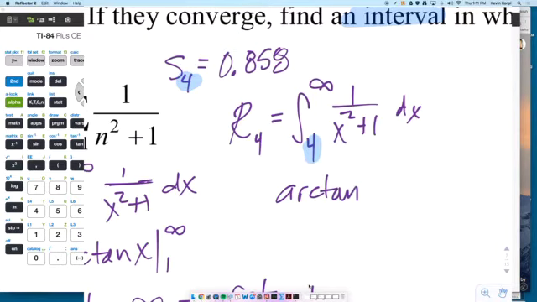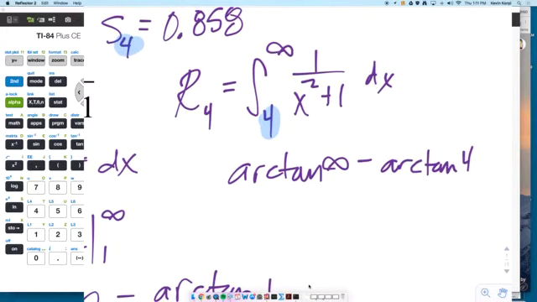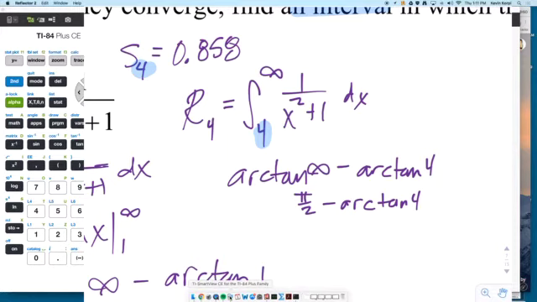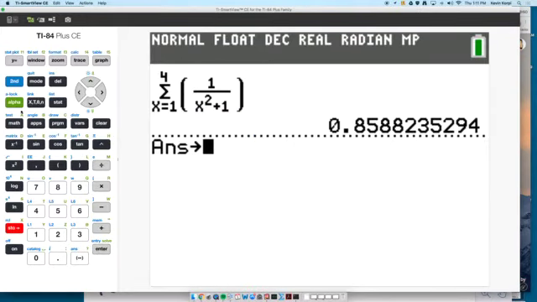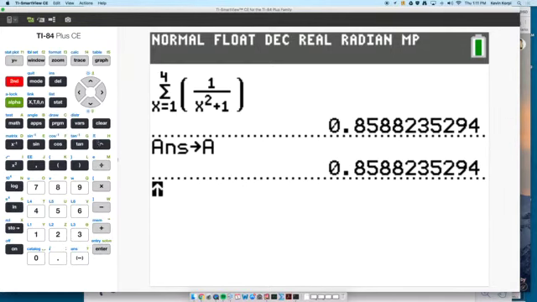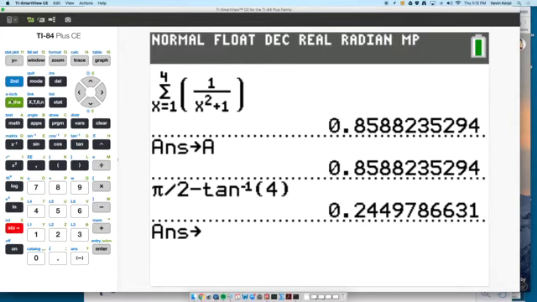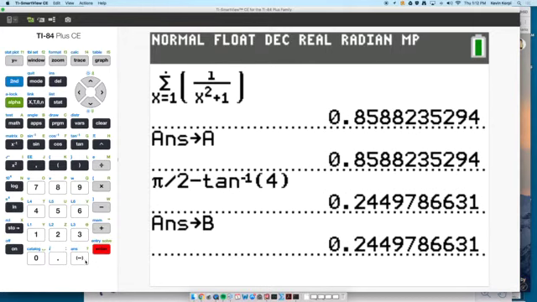It's going to be arctangent of infinity minus arctangent of 4. What is arctangent of infinity? Pi halves. Now, pi halves minus arctangent of 4. We don't really know what the ratio is from the unit circle. So let's do this. I'm going to store this as alpha A. And now I'm going to type in pi halves, minus arctangent of 4. And I get that. I'm going to store that as alpha B. And I'll go ahead and write that down, 0.244.